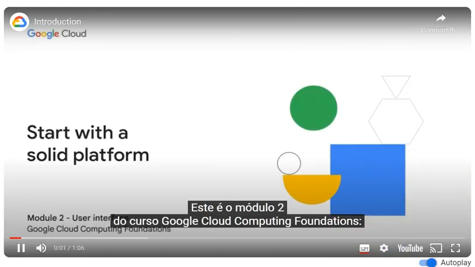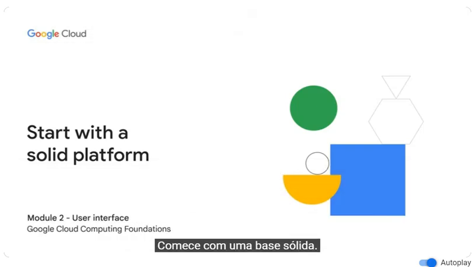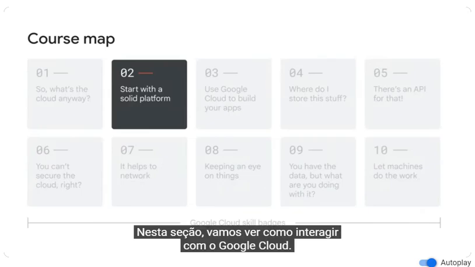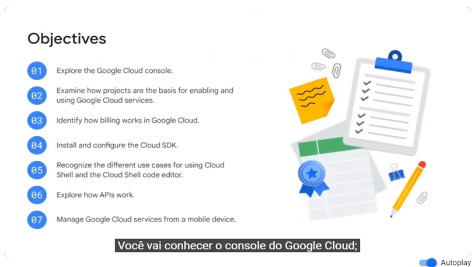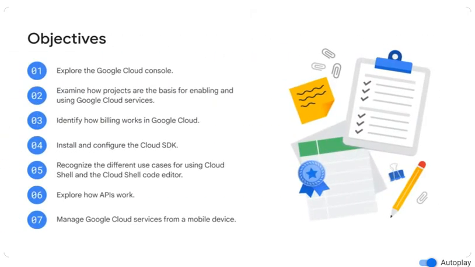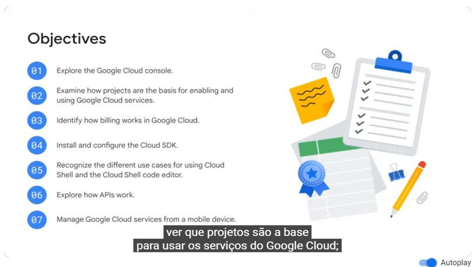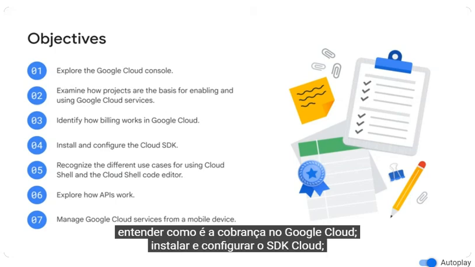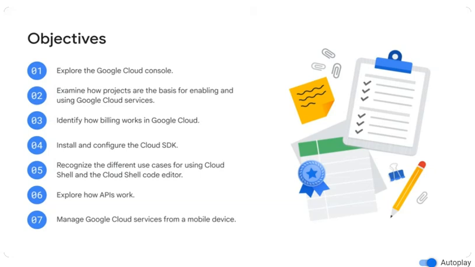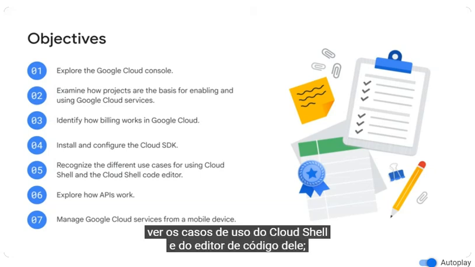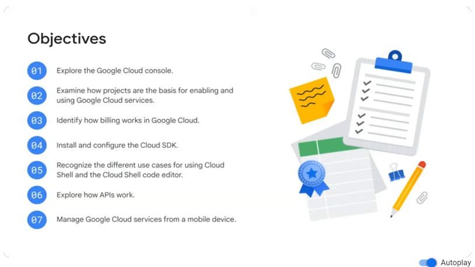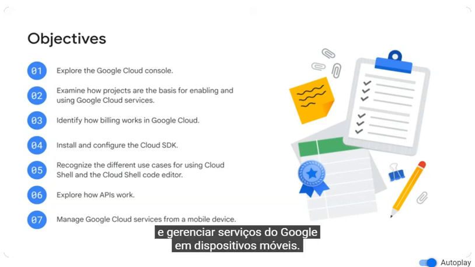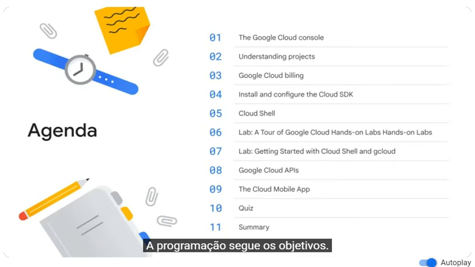Welcome to Module 2 of the Google Cloud Computing Foundations course, Start with a Solid Platform. In this section of the course, we'll explore different ways that you can interact with Google Cloud. This means that you'll explore the Google Cloud Console, examine how projects are the basis for enabling and using Google Cloud services, identify how billing works in Google Cloud, install and configure the Cloud SDK, recognize the different use cases for using Cloud Shell and the Cloud Shell code editor, explore how APIs work, and manage Google Cloud services from a mobile device. The module agenda follows the objectives.